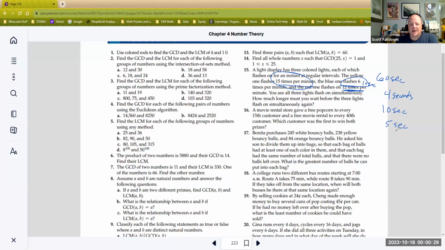So you want to say, how much longer must you wait? We're talking about finding when these will all line up again. So the 4-second one would line up on 4 seconds, 8 seconds, 12, 16, and so on. 10 seconds would be 10 seconds, 20 seconds, 30 seconds, dot, dot, dot. And 5 seconds, of course, is 5, 10, 15, 20, and so on. You're trying to find when those match up again. Big hint, it sounds like some kind of common multiple is what we should be looking for there. Okay, what else do I have?